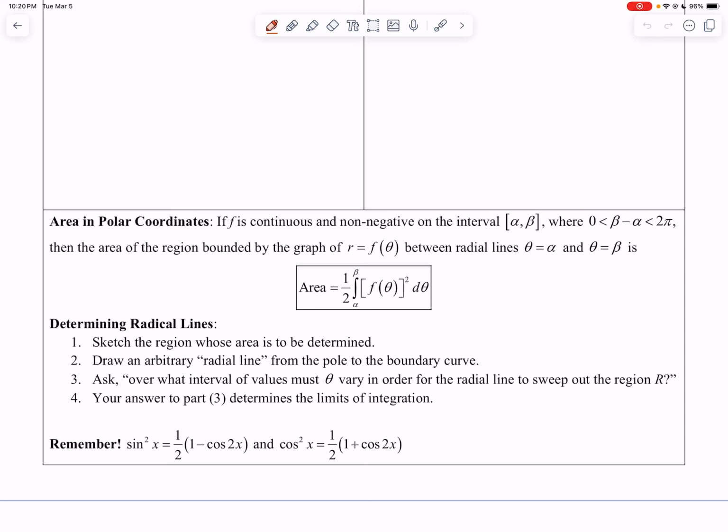Alrighty, this is going to be our last lesson for BC. The next video is going to be on polar equations of RQ. So after this, we are essentially done with BC, and then we're going to start reviewing.